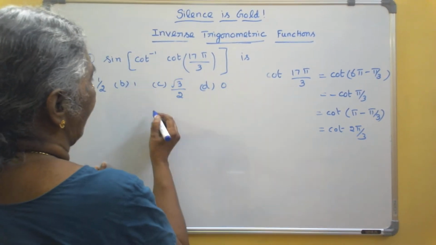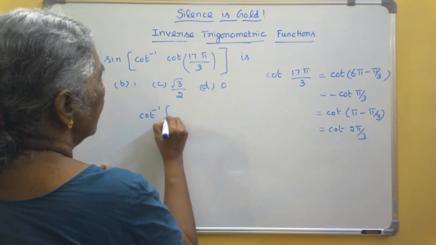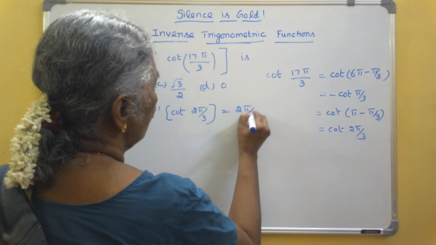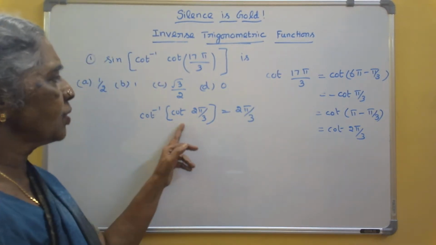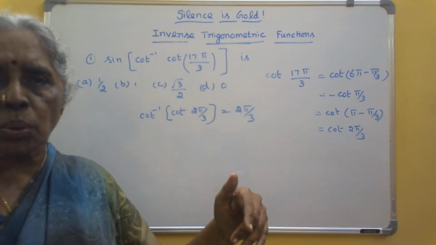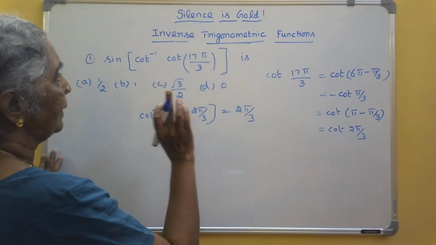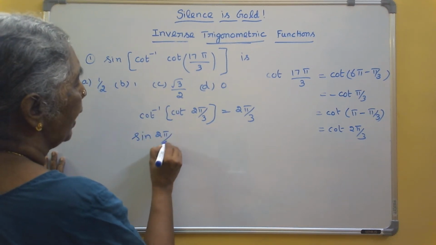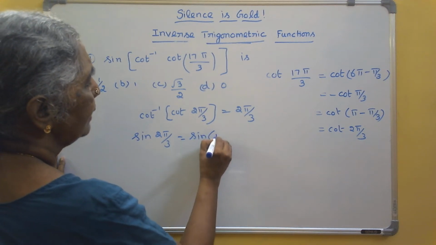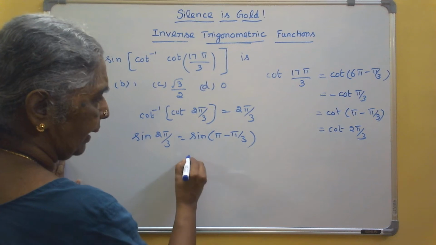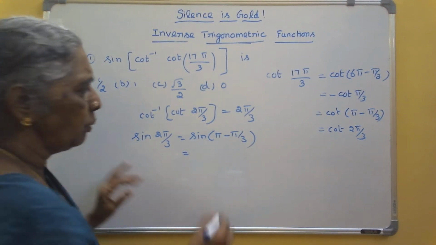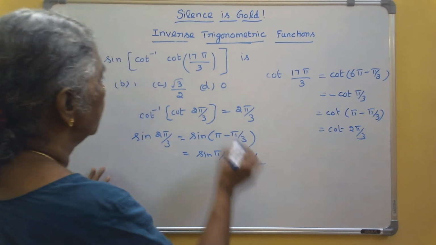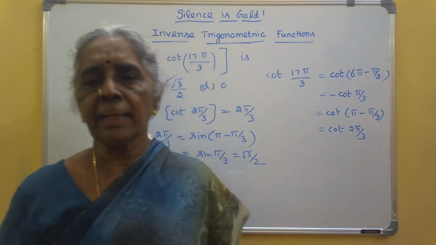Now let us come to the next bracket, that is you have a cot inverse. Now you have cot inverse of cot 2 pi by 3. Now we can write this is equal to 2 pi by 3 because cot inverse of cot theta is theta when theta belongs to 0 to pi. Now we have a sine here. So the value of sine 2 pi by 3. You can write 2 pi by 3 as pi minus pi by 3 because in the 2nd quadrant sine is positive. So I will be getting sine pi by 3, which is root 3 by 2. So the option C is the correct answer.